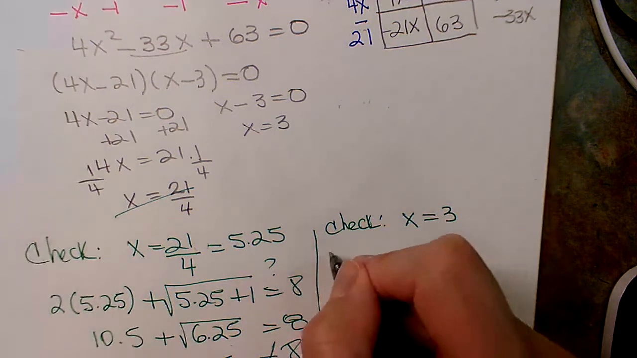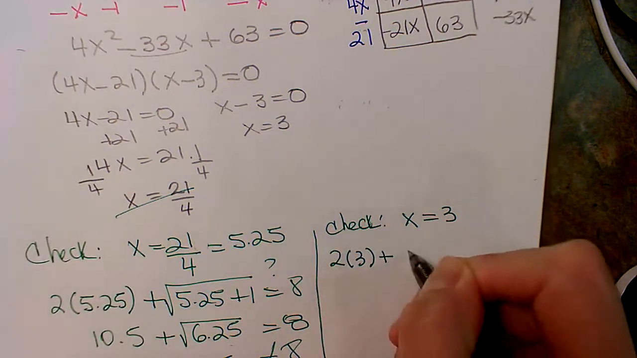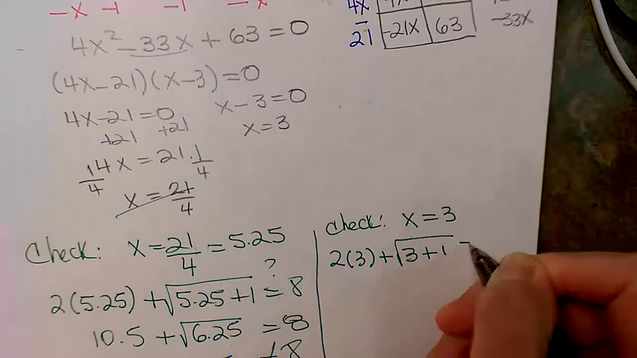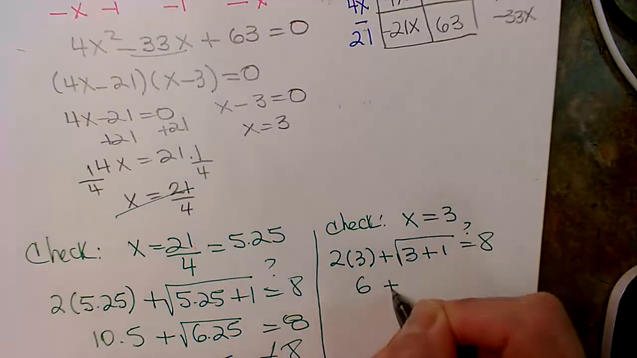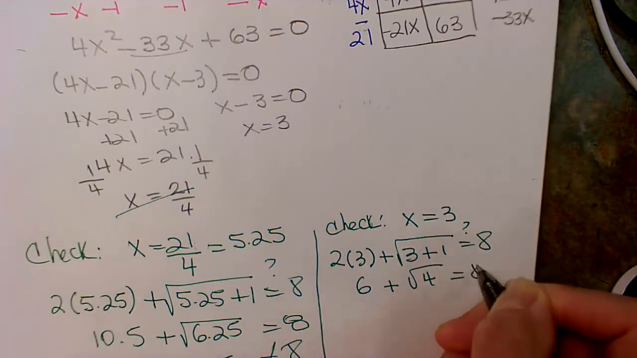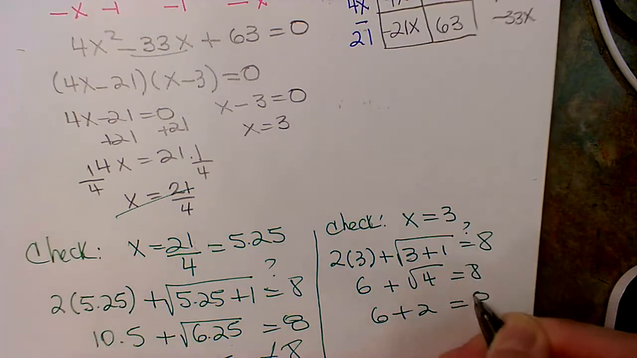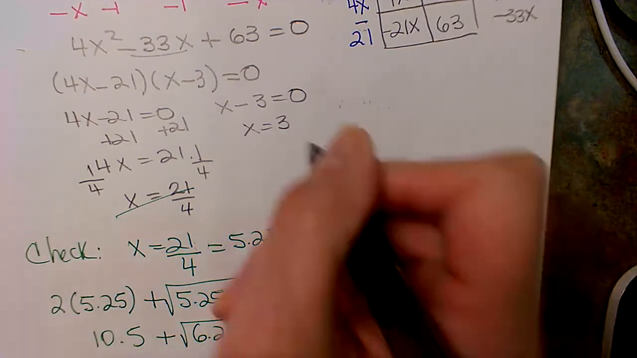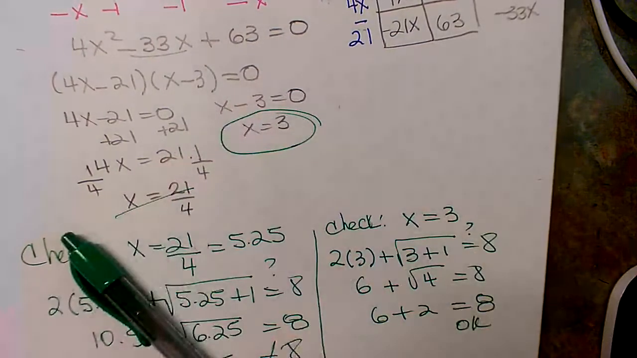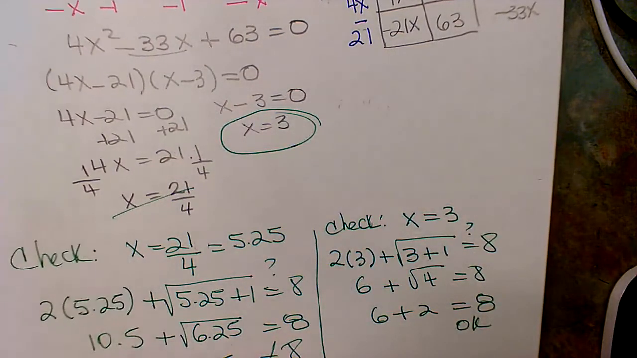So this one is going to be 2 times 3 plus 3 plus 1. So this is 6. This is square root of 4. 8 plus 2 is equal to 8. So x equal to 3 is one of the answers. Now, so go ahead and write it down, guys.